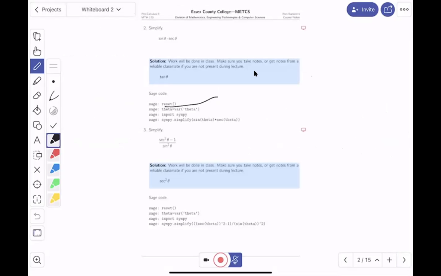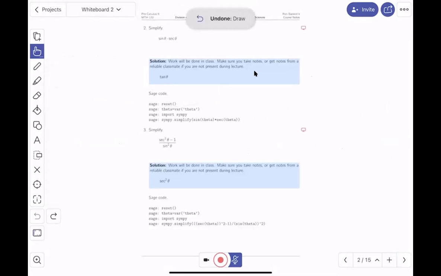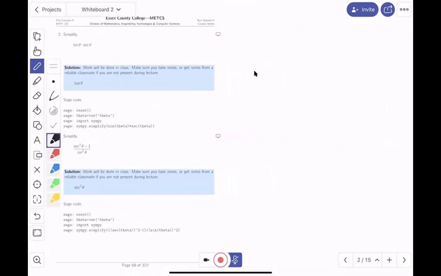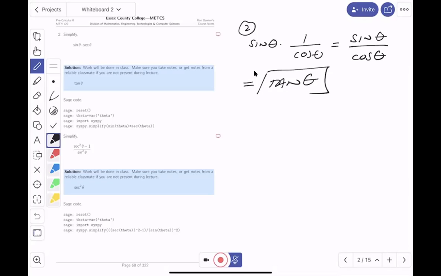And number 2 is a simplification problem. And I want to try to simplify that. And what am I seeing? Sine theta times the secant. My recommendation is write the secant as 1 over cosine of theta. Well, sine theta over cosine theta. You should recognize that as being the tangent of theta. That's the simplest way we could write that down. All right. There's also code over here. If you want to look at the sage code, please feel free to do so.